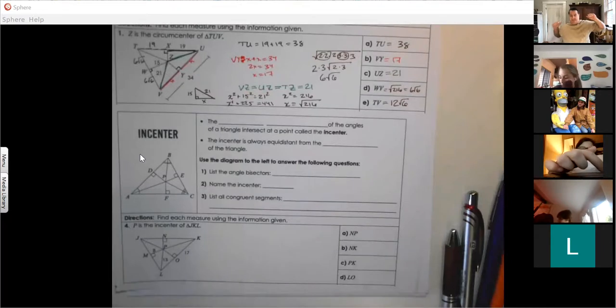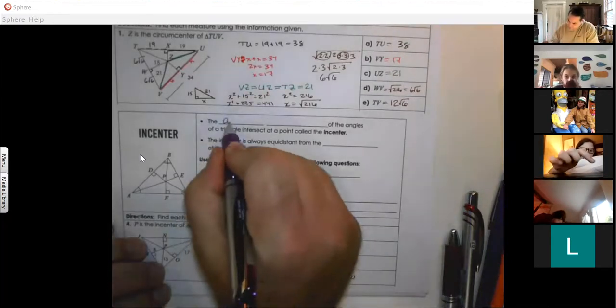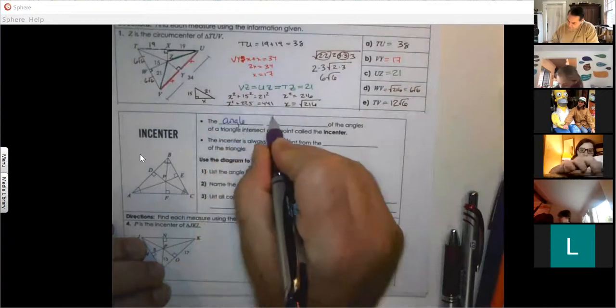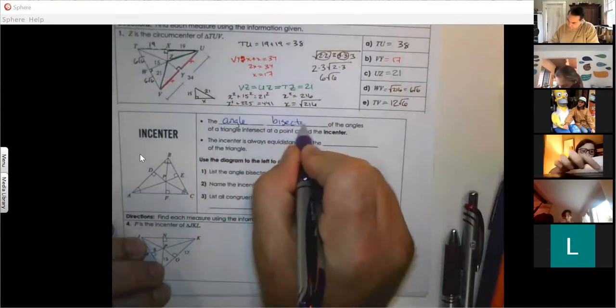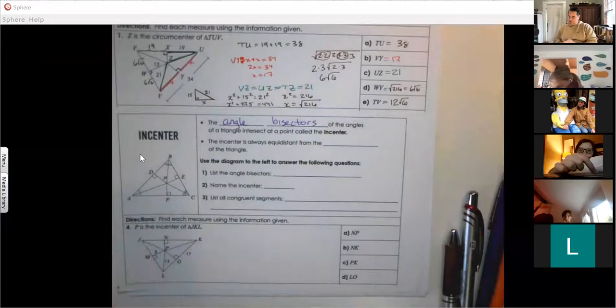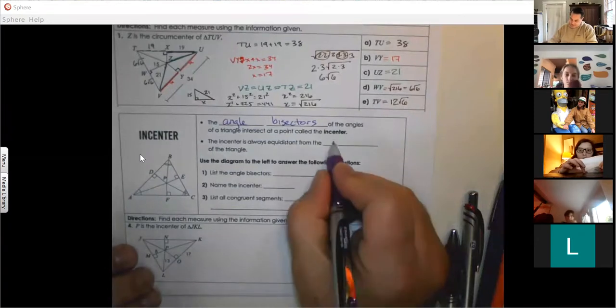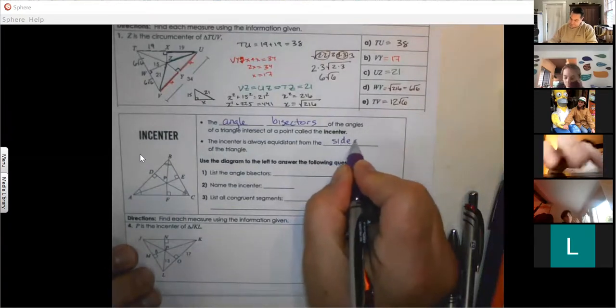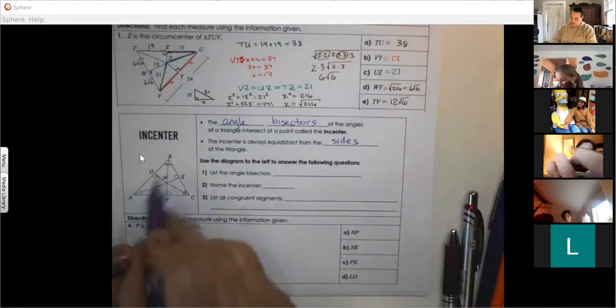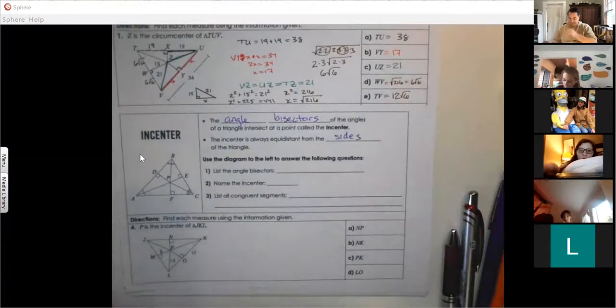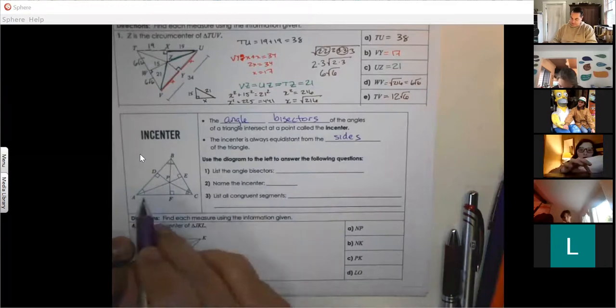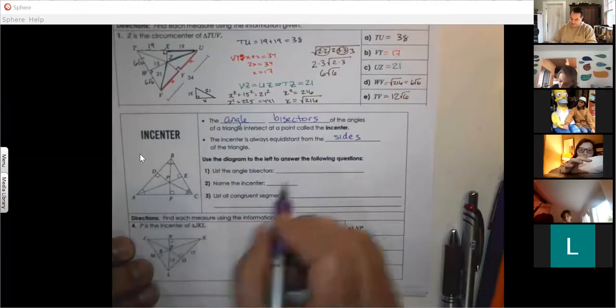Last one, the incenter. This is the other one that I constructed for you. The angle bisectors of the angles of a triangle intersect at a point called the incenter. And the incenter is always equidistant from the sides of the triangle. This is the one that draws the triangle on the circle on the inside. So this time they're doing it differently. They're saying, okay, first we have the hypothesis is the angle bisectors.